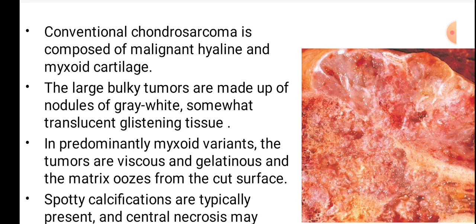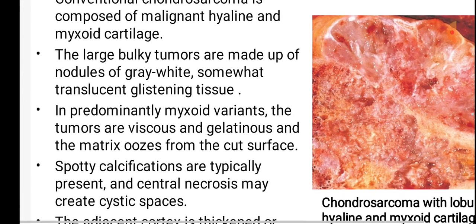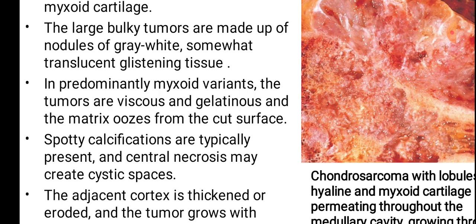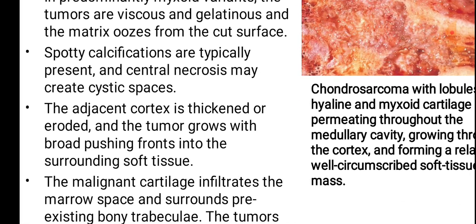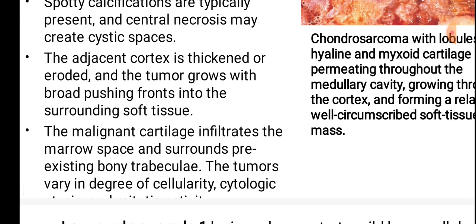So large bulky tumors are made up of nodules of grey-white and somewhat translucent glistening tissue. Commonly you can see the myxoid variants here. Spotty calcification is a coexistent feature here, with central necrosis. The malignant cartilage infiltrates the marrow space and surrounds pre-existing bony trabeculae.